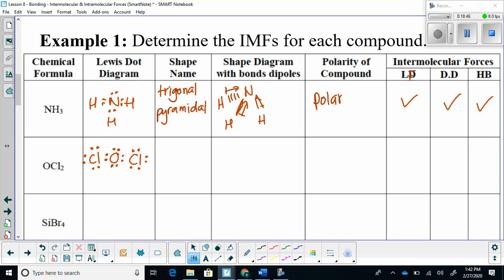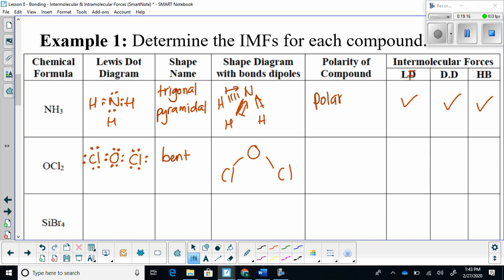Okay, the shape name. It has two lone pairs, two bonds. Bent or angular, but since I'm not good at spelling, we'll go with bent. Okay, because it's bent, please physically show that it's bent. Do not draw a straight line of atoms. I can't give you the mark then, because you drew a linear shape. Please identify that it is bent.